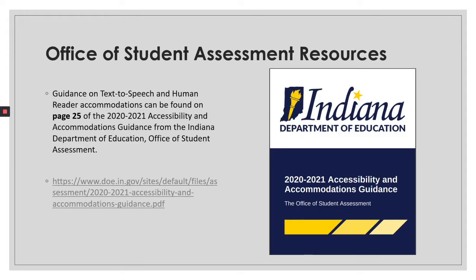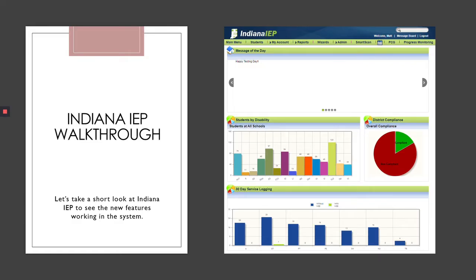For more information and guidance on the text-to-speech and human reader accommodations, look at page 25 of the 2020-2021 Accessibility and Accommodations Guidance document. This can really help with defining some of the options that are available for students using those accommodations. And then let's take a short look at the IEP system and look at the new features at work.